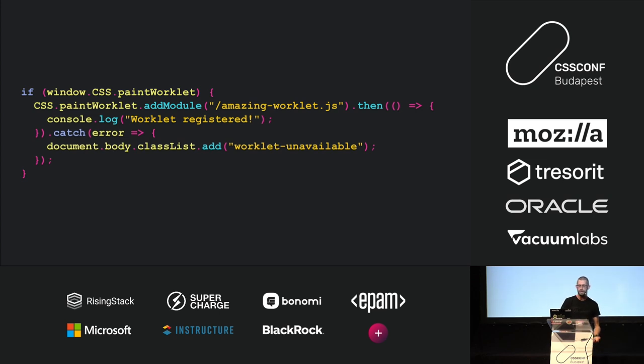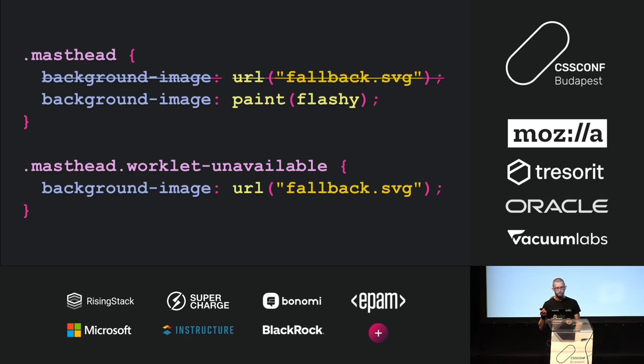And if it does fail, we can add a class to the body element, which we can then target with CSS to provide a fallback. That CSS would look something like this, although that's a little weird. I said body element, so work with me with that inconsistency. Imagine it was applied to the element itself instead.